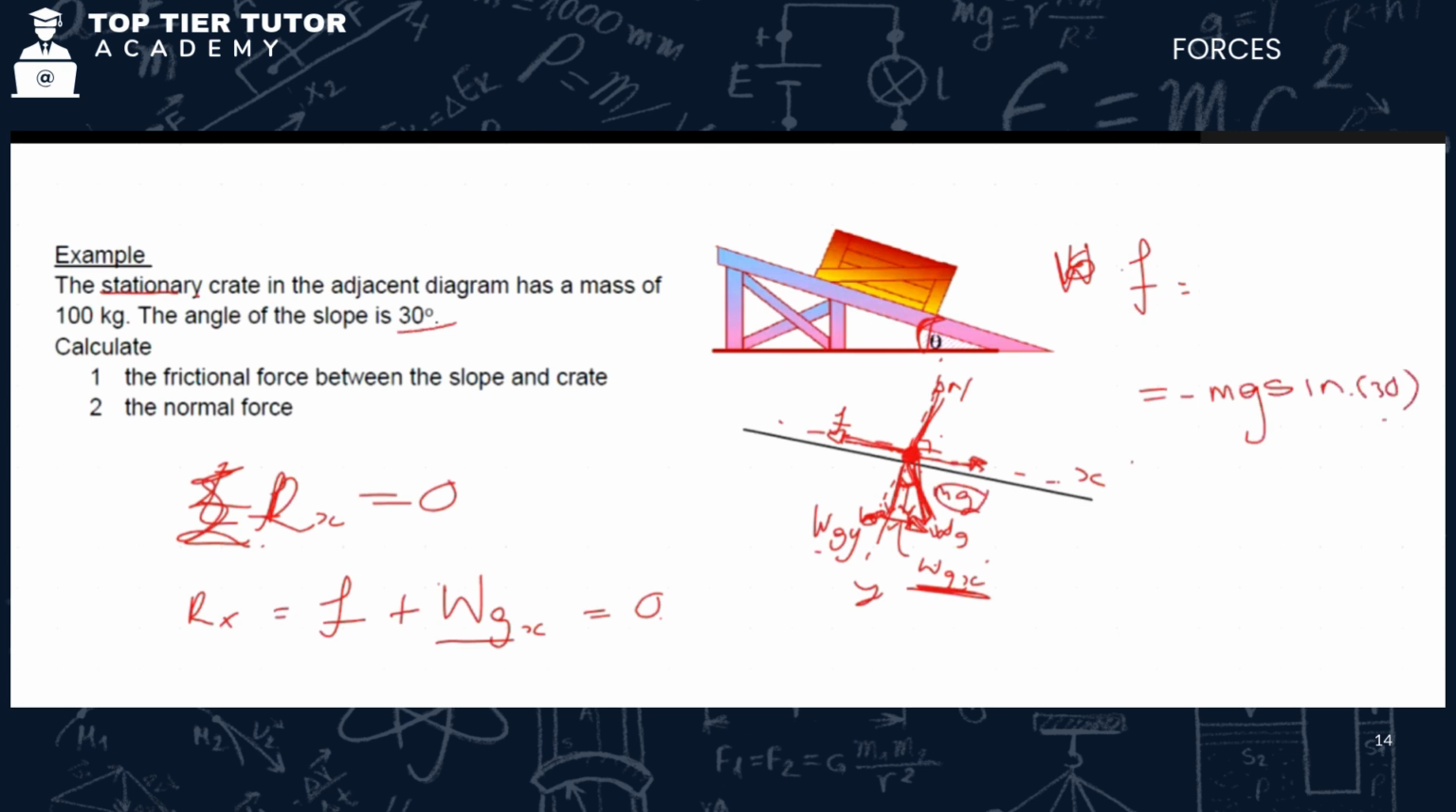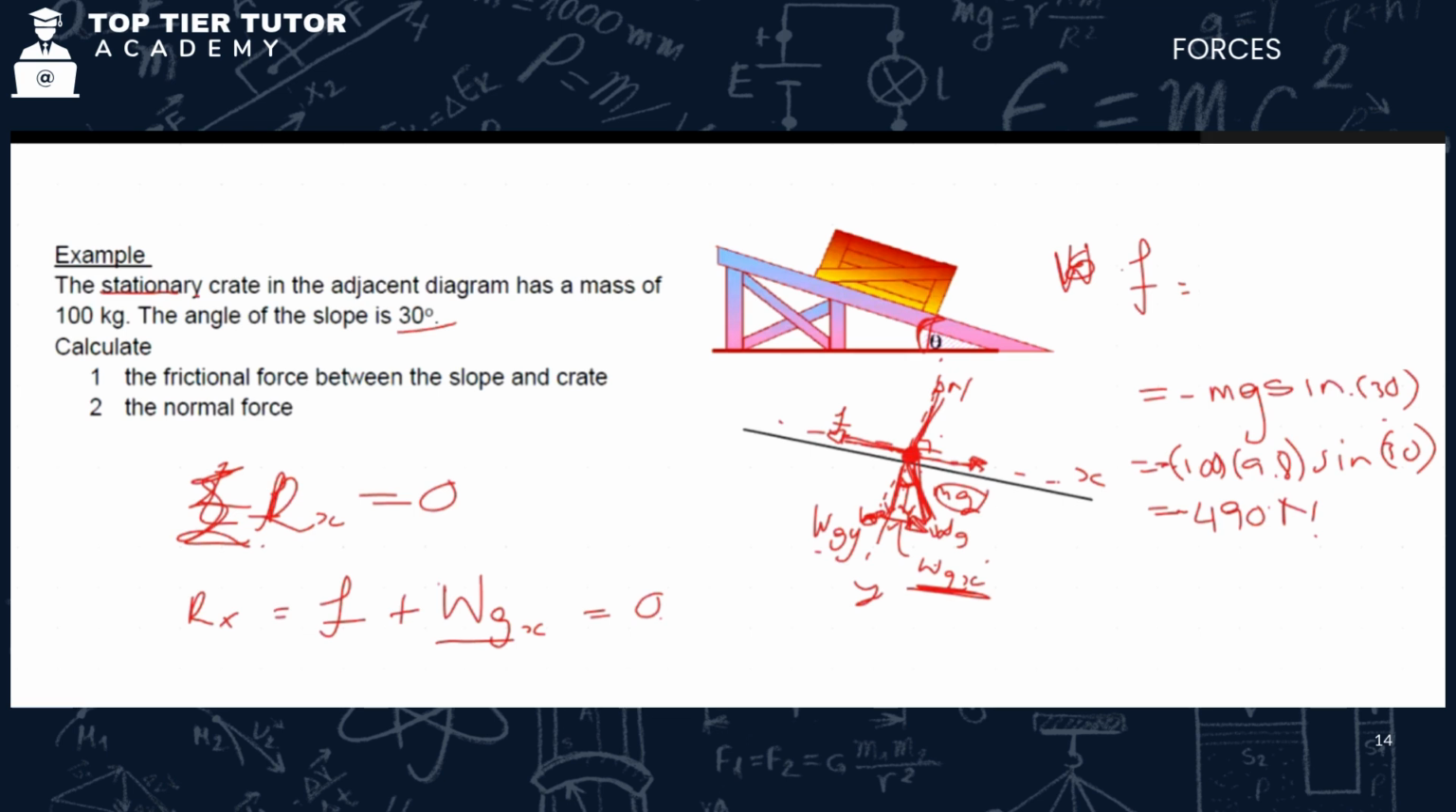Our mass is 100, g is 9.8, and we have sine of 30 here. So substitute that into the equation. 100 multiplied by 9.8 multiplied by sine of 30 will give us 490. But it's going to give us a negative 490, the reason being that it's going in the opposite direction to what we chose as positive. Any questions? No.